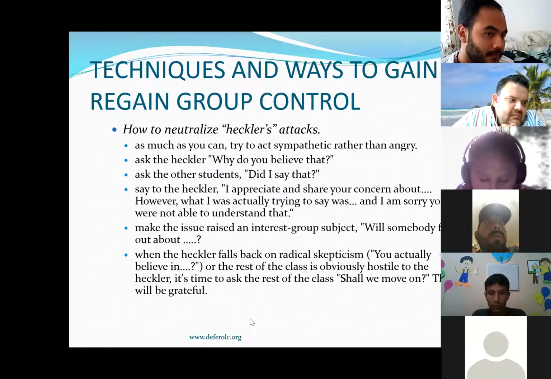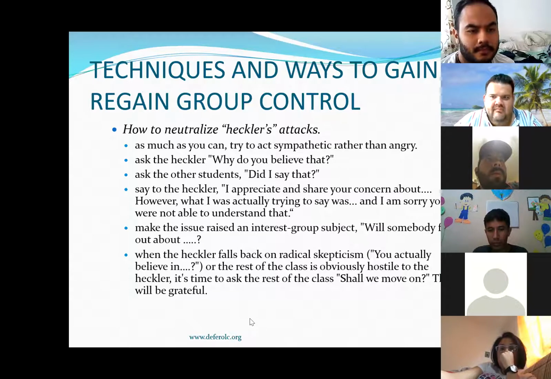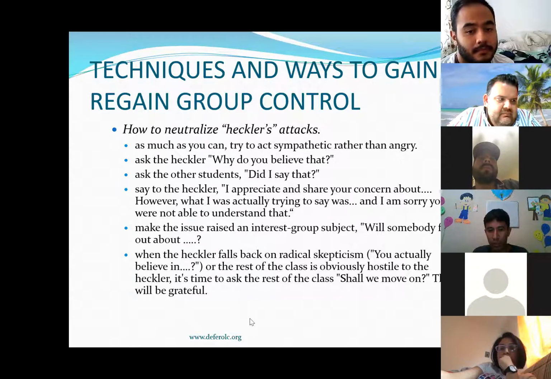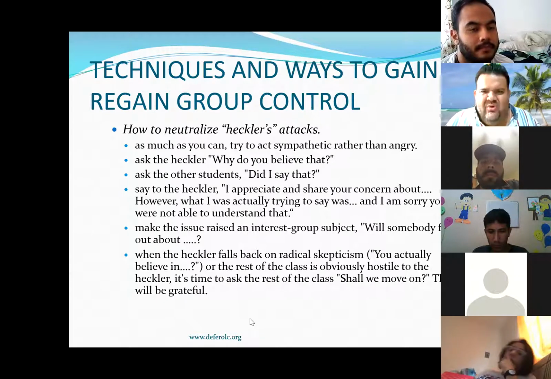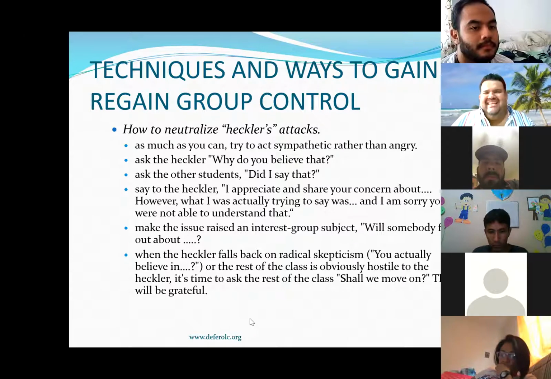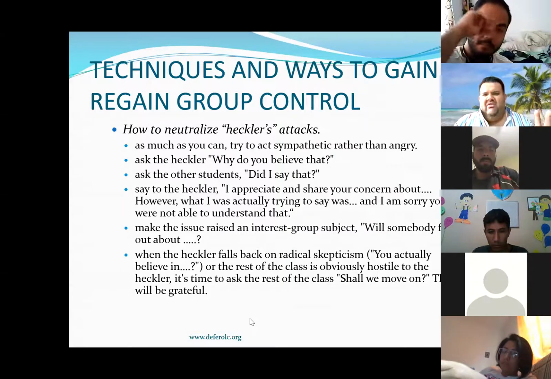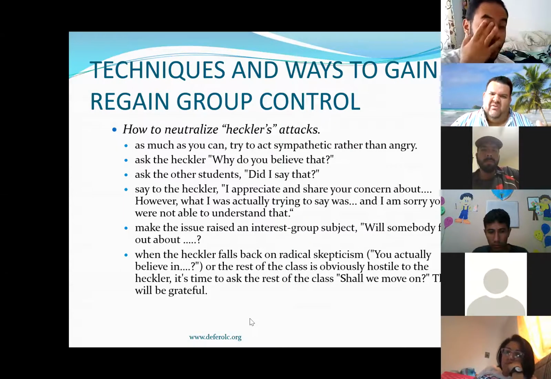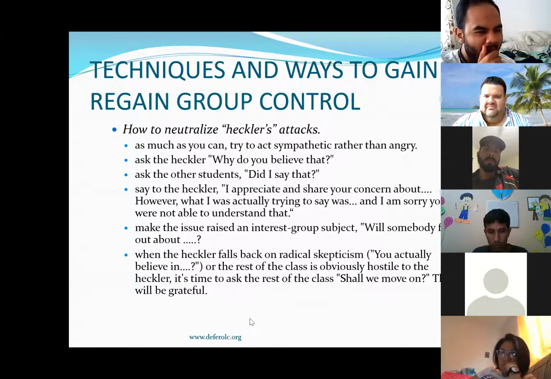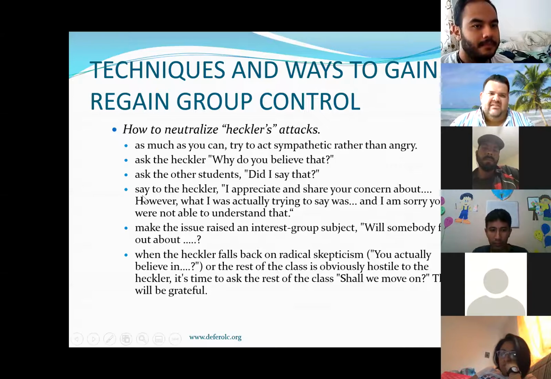When the heckler falls back on radical skepticism and the rest of the class is obviously hostile to the heckler, it's time to ask the rest of the class: should we move on? And they will be grateful. Exactly. When there is nothing else to do, when Juanito Pérez is still on to you, no, maestro, es que sí, de veras, yo lo vi, es más, yo ayer vi un ovni. Llega un momento that is like, okay, Juanito, we can discuss it at recess, let's move on. Tan, tan. Okay? All right, next one.